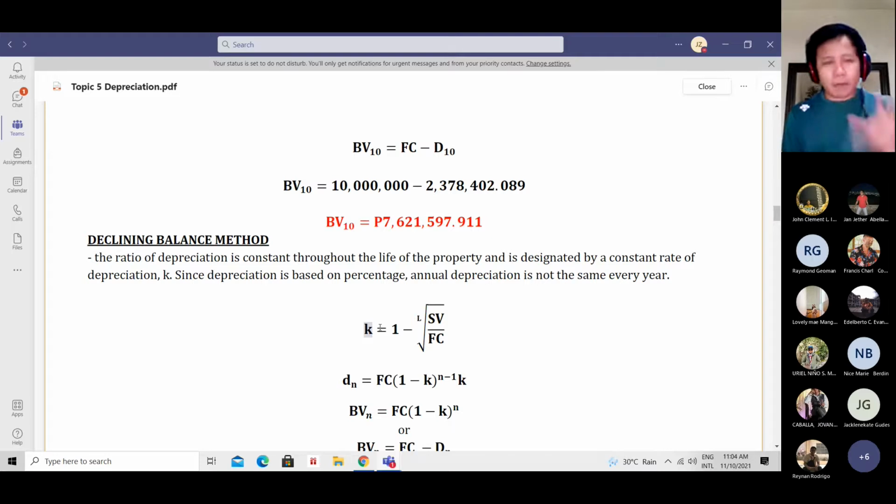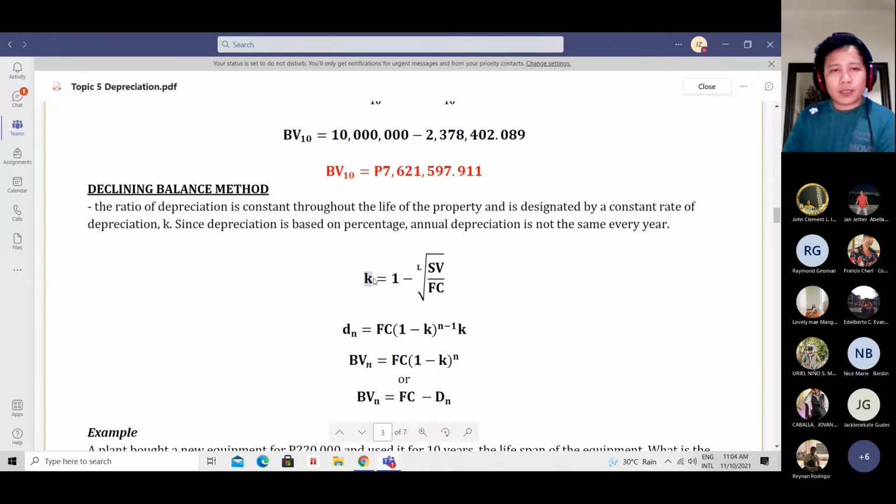So again, the amount will not be fixed this time for declining balance method, but the percentage of depreciation will be fixed. So the depreciation rate or the percentage of depreciation will be represented by K. And if you're going to solve for K, that would be 1 minus the Lth root of the salvage value over the first cost. Okay, now, what's good with declining balance method is you have a direct formula.